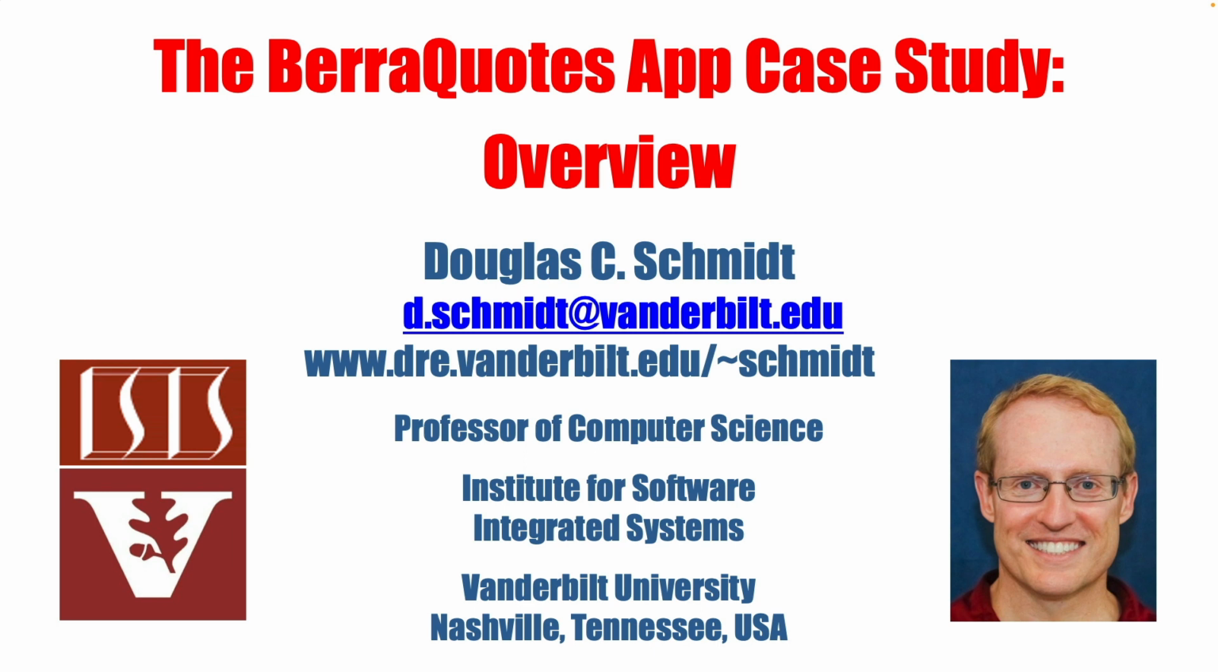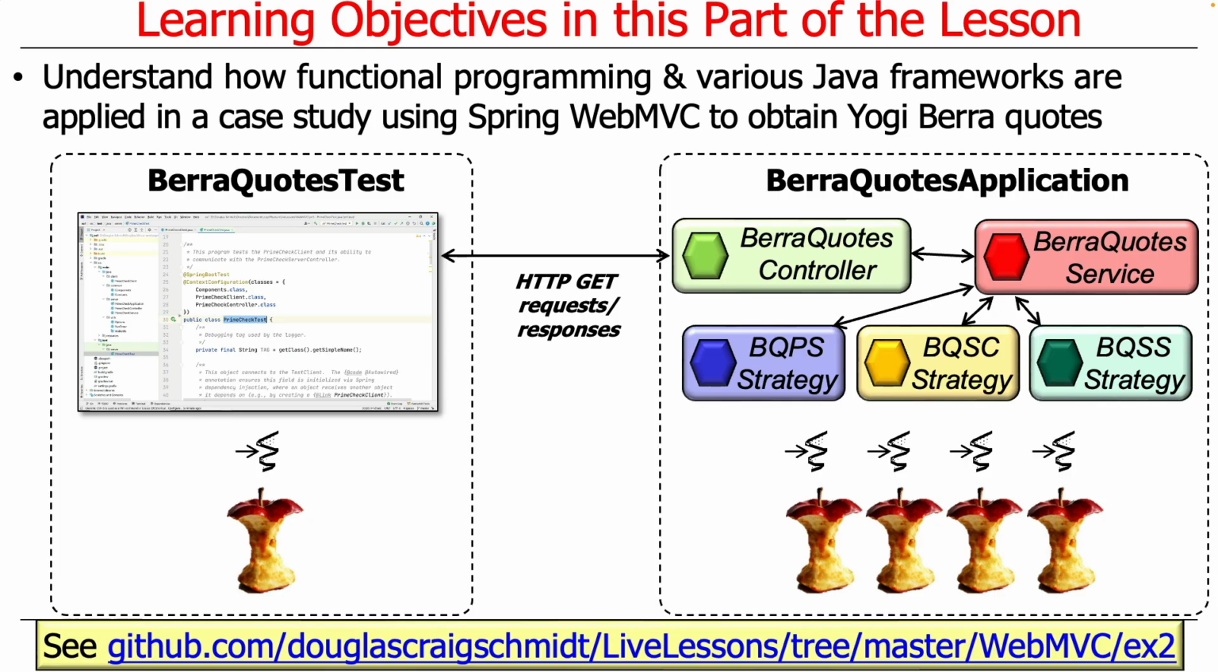So this is the last discussion that we're going to have where we still just have a single microservice, and you'll see kind of why we do that. So this is the BerraQuotes test example. And we talked about this much earlier in the class. It might have been one of the very first things we talked about.